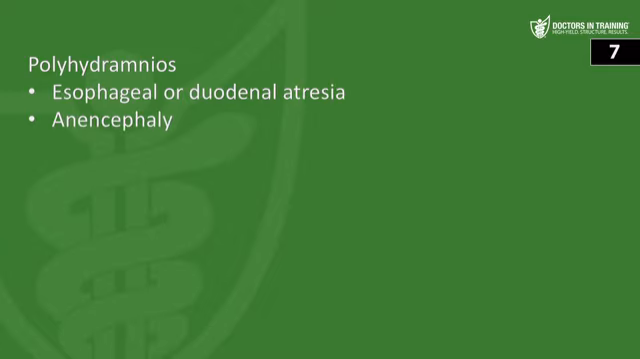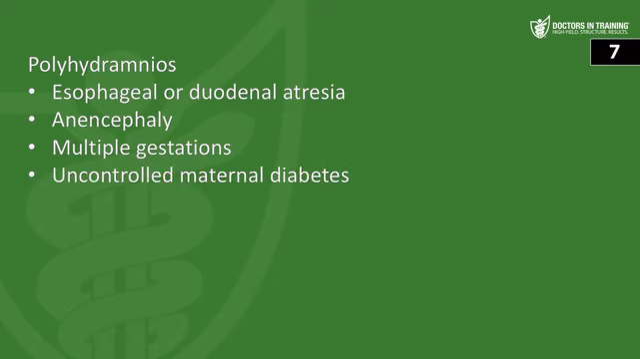And what are the causes of polyhydramnios? Here you want to think of things that would prevent the fetus from swallowing fluid, like esophageal or duodenal atresia, and anencephaly or some other CNS abnormality that would impair fetal swallowing. And also think of things that result in too much urine production. For example, multiple gestations. 2 fetuses will produce more urine than 1 fetus. Uncontrolled maternal diabetes, because this can result in glucosuria, then polyuria in the fetus as well.